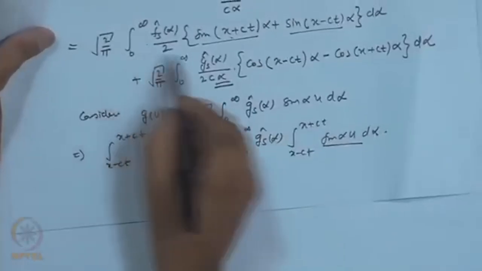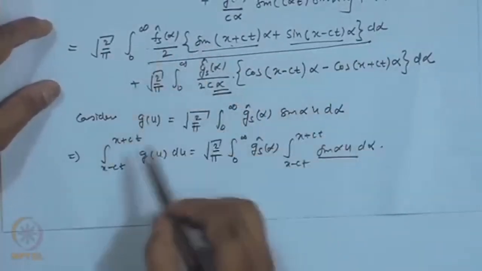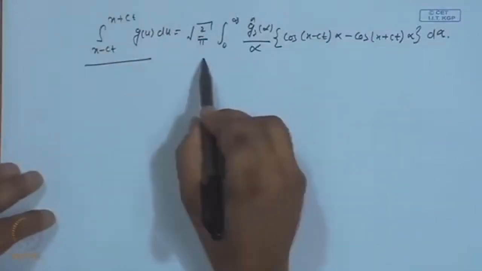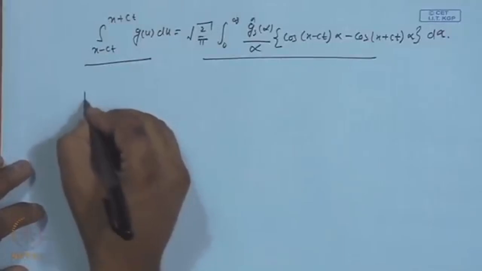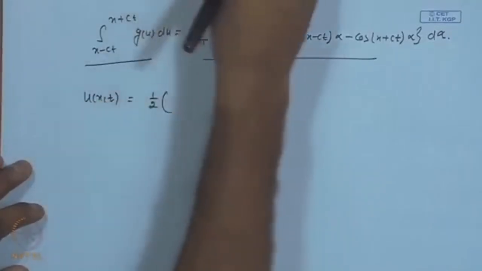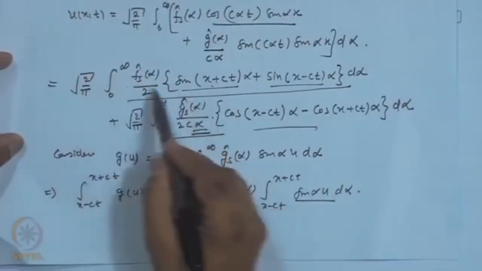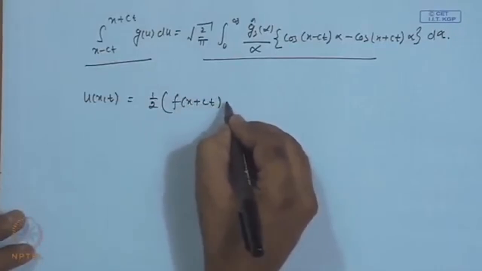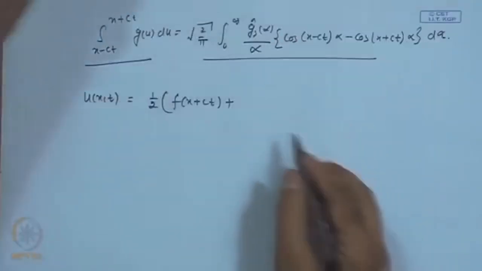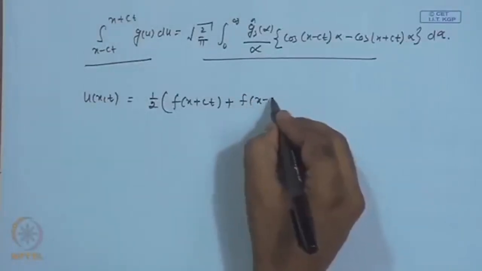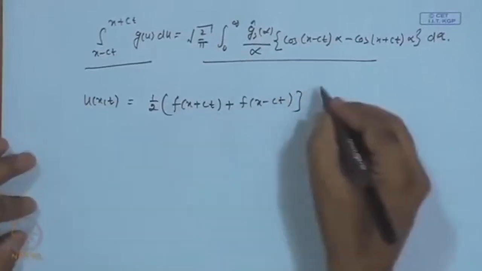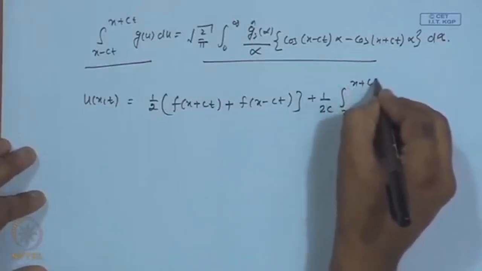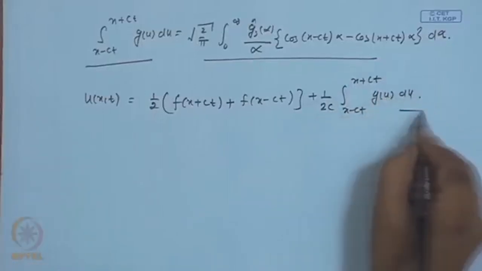So, if we just now go back to this, we know what will be the inverse of this, and here also we know now from this integral that this is equal to that. So, we get the solution u(x,t) is half here, and square root of 2 over π, integral from 0 to infinity, of f̂_s(α) sin(x+ct)α, we will get f(x+ct), and for the second one we have x−ct, f(x−ct), and for the second term, what we just arrived at, it will be just the integral from x−ct to x+ct of g(u) du. So, this is the solution.